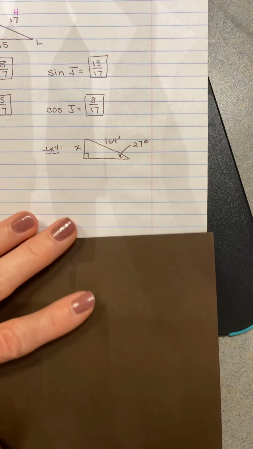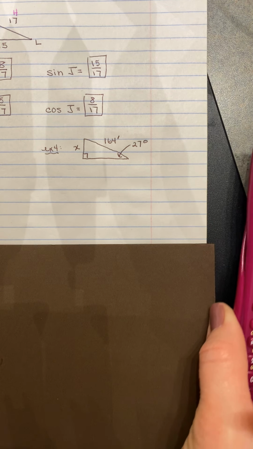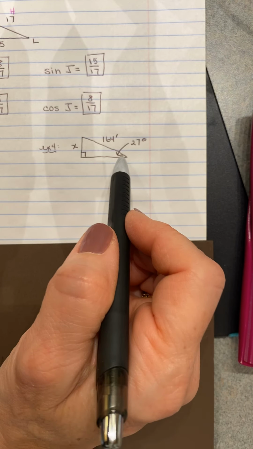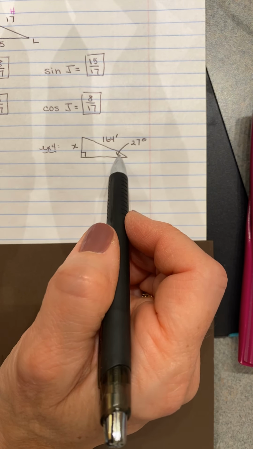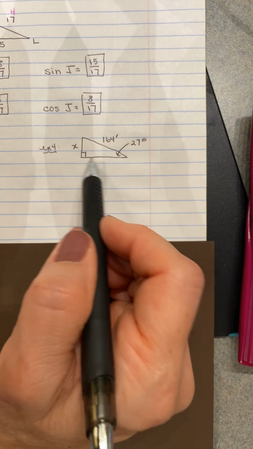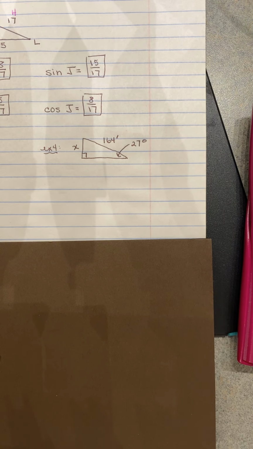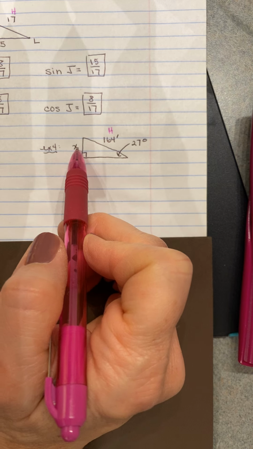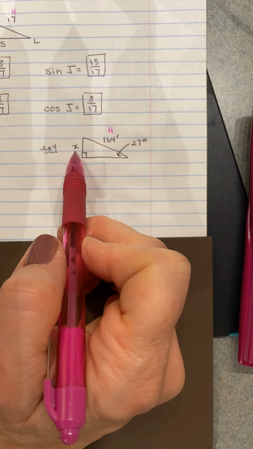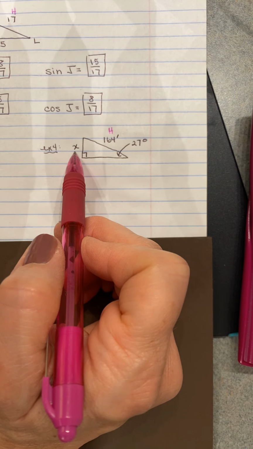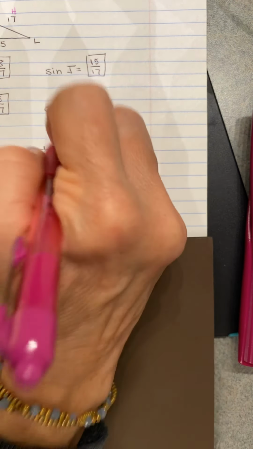Here's another example. Example 4, our right triangle. Here's our angle. And we know the hypotenuse. The hypotenuse is always across from the 90. This is the hypotenuse. And what side do we want to find? Is it the adjacent or the opposite to 27? It's the opposite, right?